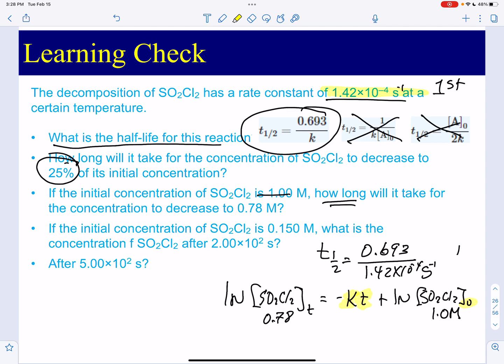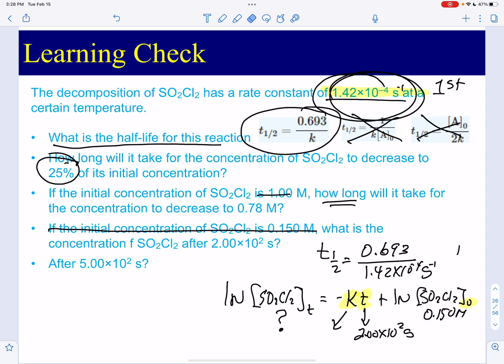What about the last question? If the initial concentration is 0.150 molar, what is the concentration after this many seconds? So now it's asking for this, right? After 2.00 times 10 to the second seconds. We know the K value, that's right there. So we know this, we can calculate that, and that's going to give us this value.